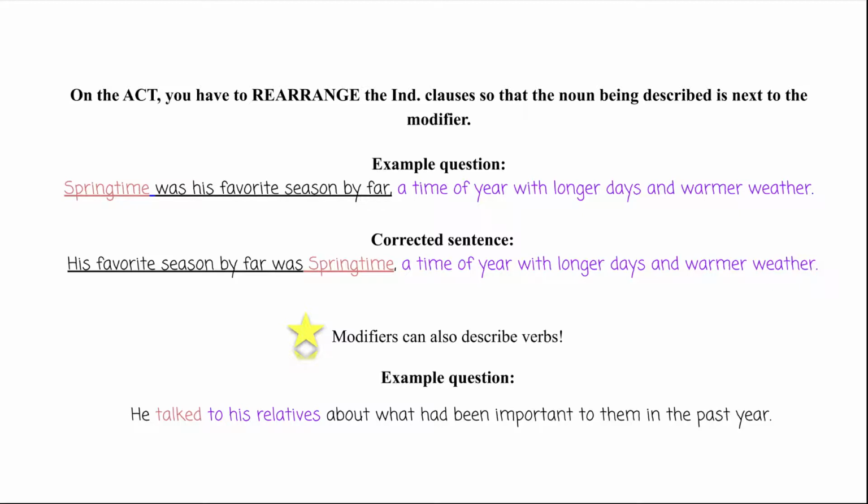Modifiers do not only describe nouns, they can also describe verbs, as seen in this example sentence. He talked to his relatives about what had been important to them in the past year. That to his relatives modifies taught.